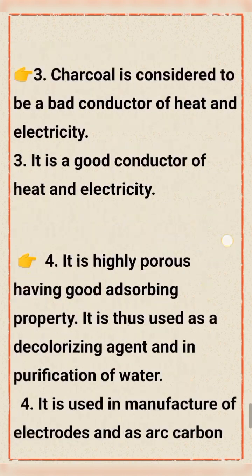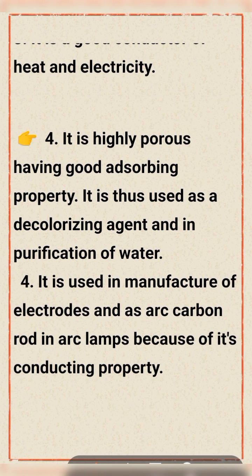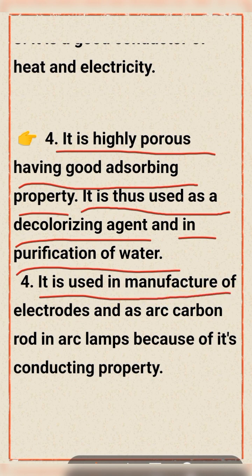Okay, next point, the last point, point number 4. Charcoal is highly porous, having good absorbing property. It is thus used as a decolorizing agent and in purification of water. But gas carbon is used in manufacture of electrodes and as a carbon rod in arc lamps because of its conductive property.